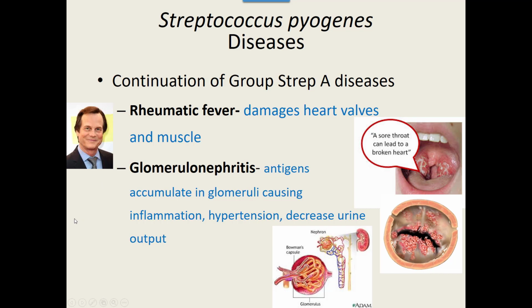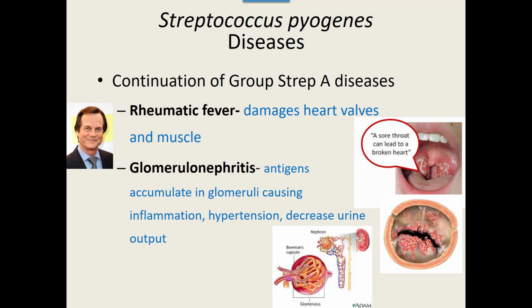It can also accumulate and get into the kidneys, more specifically the glomeruli, in the little nephrons and the glomeruli. All of the antigens this actual bacteria accumulates inside of there. It can cause inflammation, hypertension, it can lead to a decreased urine output, and can cause kidney damage. You've got inflammation of the kidneys and kidney damage. And so it's not just the heart, it's not just the throat, it's lots of parts of the body that Streptococcus bacteria can affect.